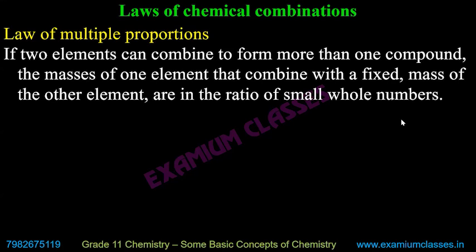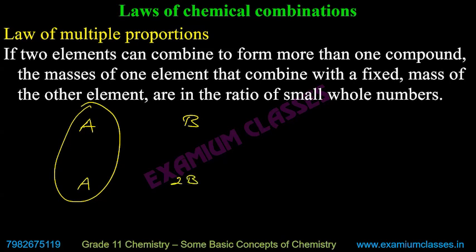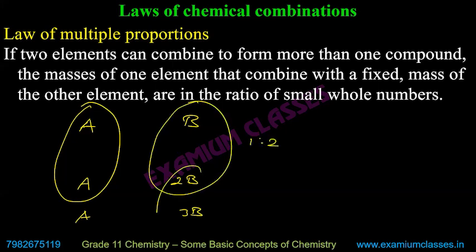Multiple proportion, very important. The law of multiple proportion says that if you have two elements, and they can combine in different ratios to form two different compounds, then if we keep the amount of one as fixed, say if I fix A, then the amount of B will be in a simple whole ratio. So it can be 2B, it can be 3B. Here the ratio is 1:2. Here the ratio is 2:3. So I'm keeping A fixed.